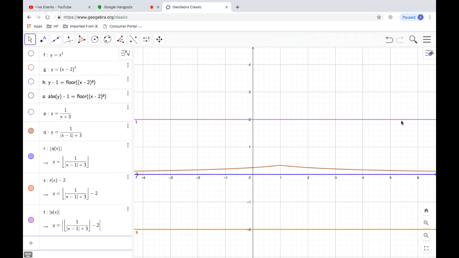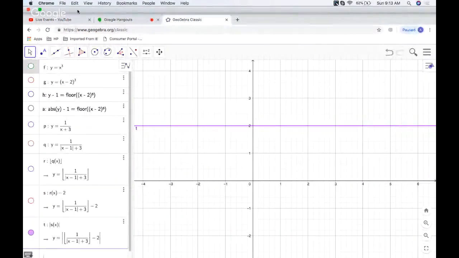So much we did just to get a straight line. So this is the straight line y equal to 2. Is that fine? Okay. Good.